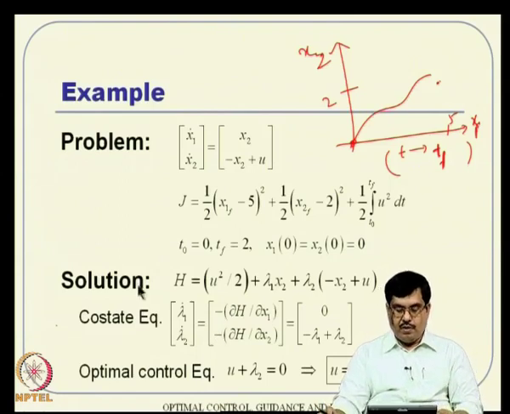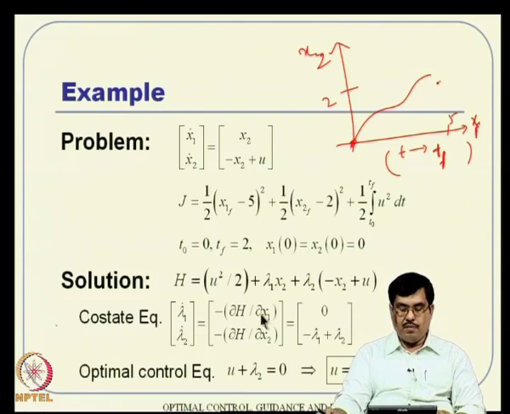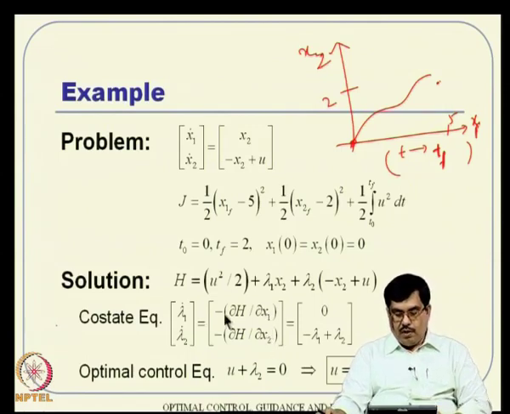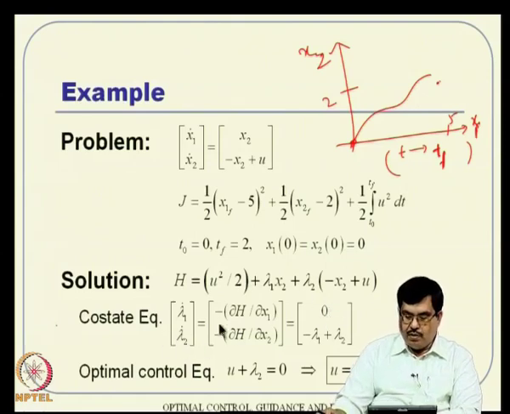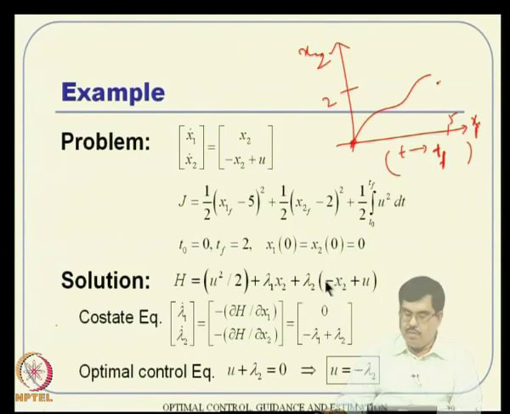Now, the co-state equation tells us that lambda dot is minus del h by del x. That means lambda 1 dot is minus del h by del x1, and lambda 2 dot is minus del h by del x2. Del h by del x1 does not contain any x1 term, so that is 0. For lambda 2 dot, x2 is here with lambda 1, and x2 is here with minus lambda 2, again take the minus sign, that means minus lambda 1 plus lambda 2. That is how you get the co-state equation. Remember, the state equation is already given, no need to derive it.